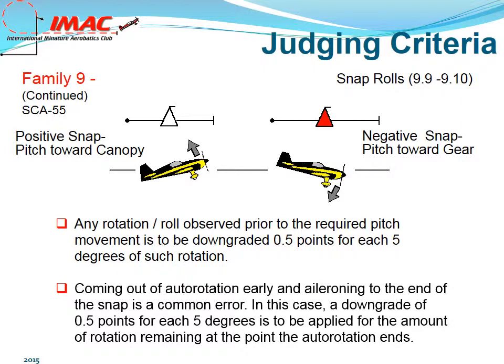Coming out of autorotation early and aileroning to the end of the snap is a common error. In this case, a downgrade of a half a point for each 5 degrees is to be applied for the amount of rotation remaining at the point of the autorotation ending.